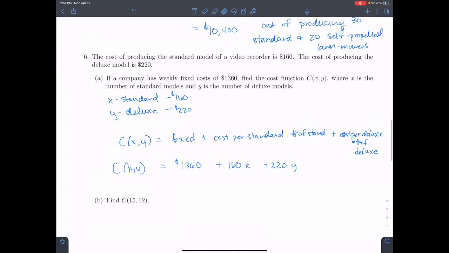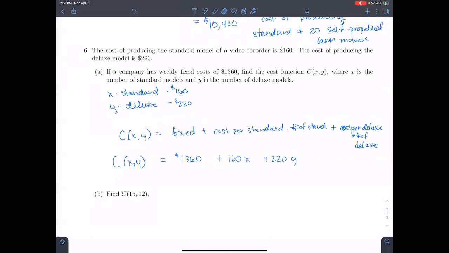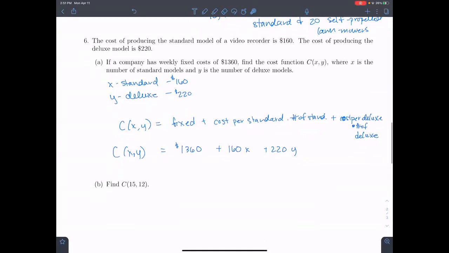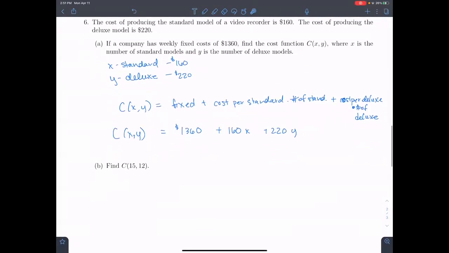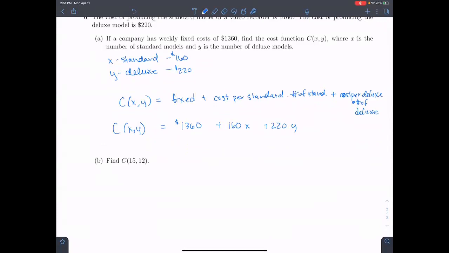So again, this is the fixed cost plus the cost per standard times the number of standard, plus the cost per deluxe times the number of deluxe models that you make. So this is the total cost for this company for the week. So C of 15, 12 would be 1360 plus 160 times 15 plus 220 times 12.